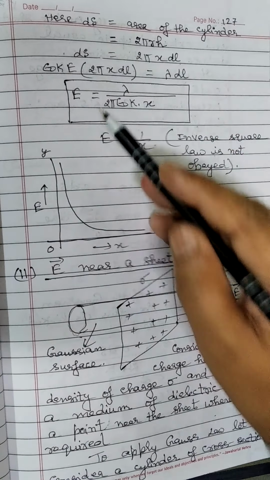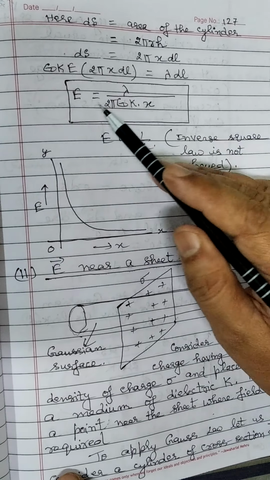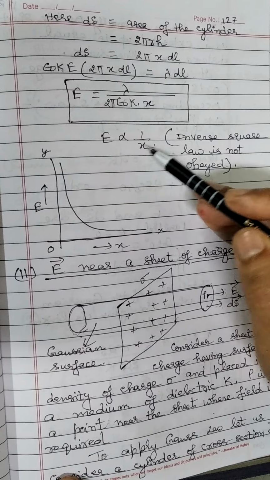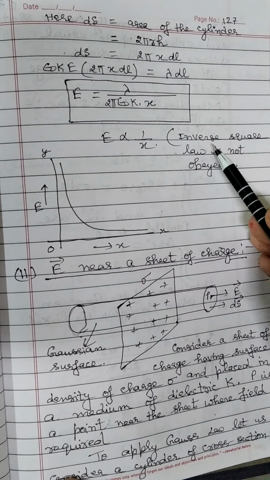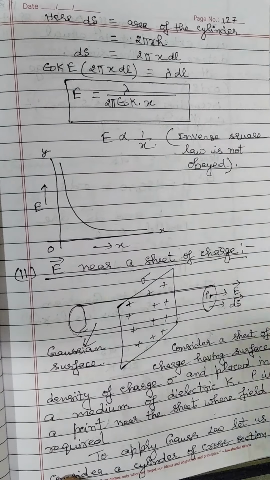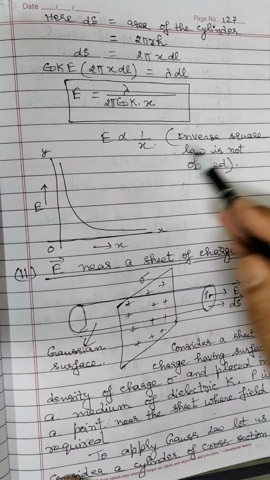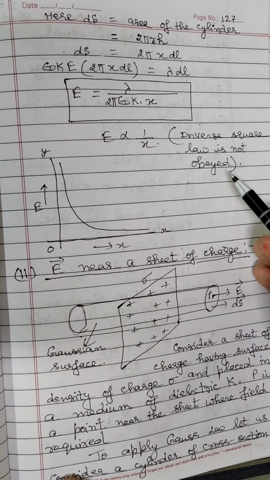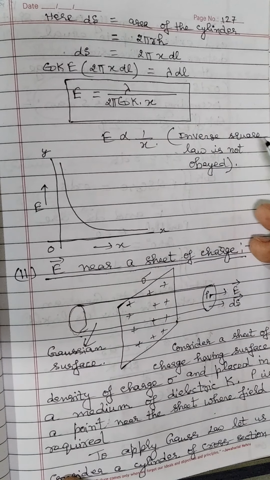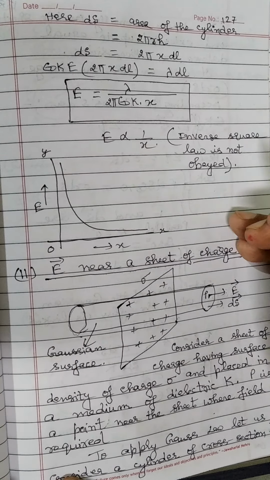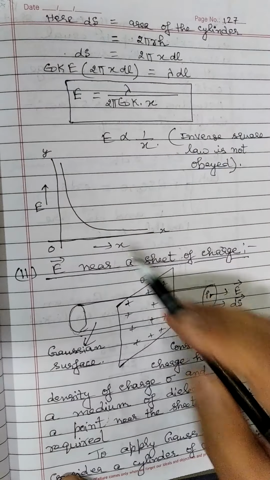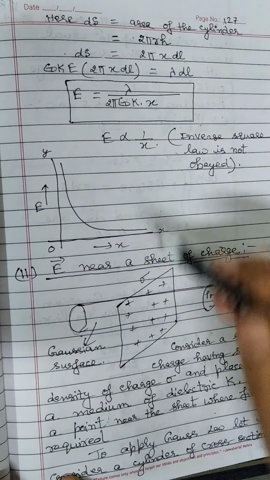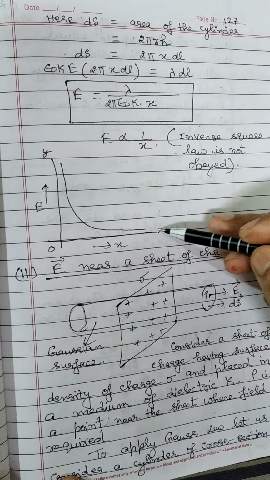Dl will be cancelled out and the electric field will be equal to lambda upon 2 pi epsilon naught x. So E is inversely proportional to x. Here you are not seeing x square. In the general formula for the electric field, we have seen that it is 1 upon r square, which means the inverse square law was applicable there. But in this particular case, the inverse square law is not obeyed. So if you plot the graph between E and x, it will not be a straight line, it is a curved graph.